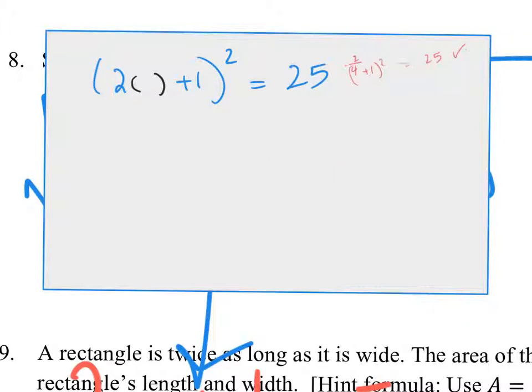Then I plug in the negative 3. 2 times negative 3 is negative 6. Negative 6 plus 1 is negative 5, and negative 5 squared is positive 25. So I know that not only is the 2 correct, but the negative 3 is also correct.